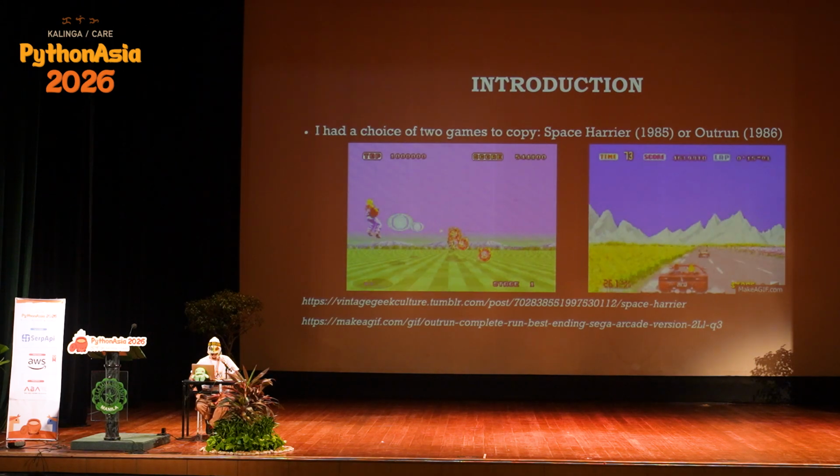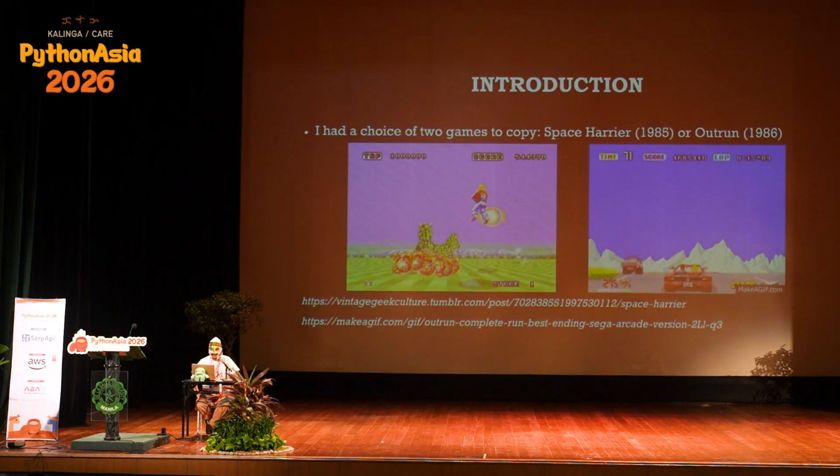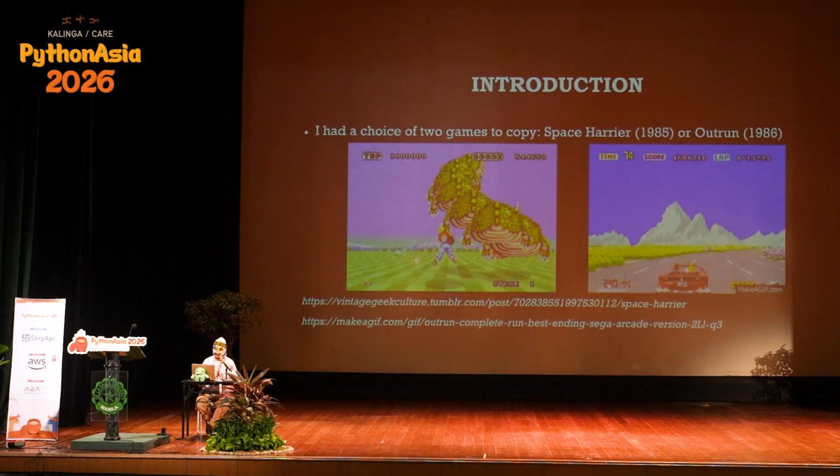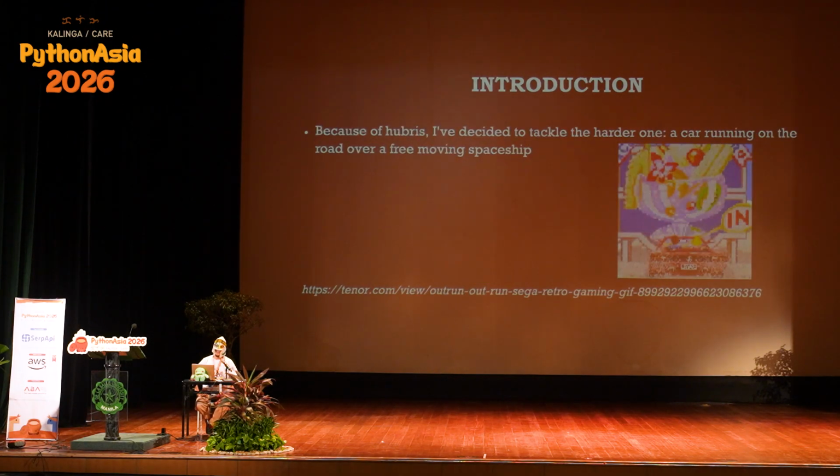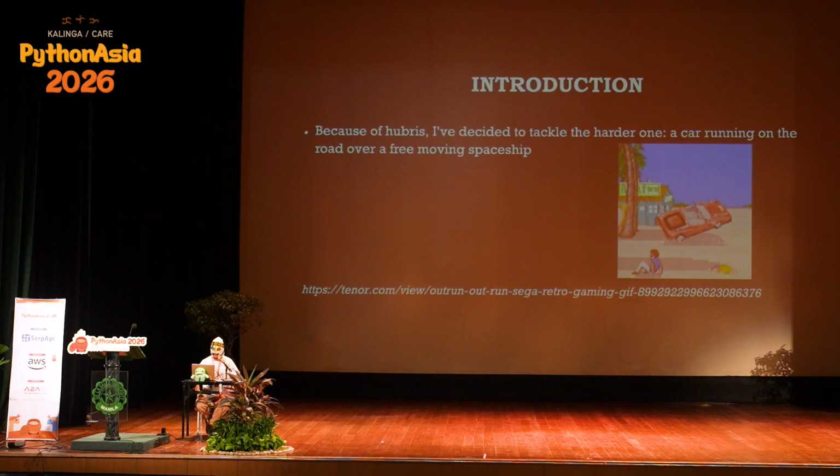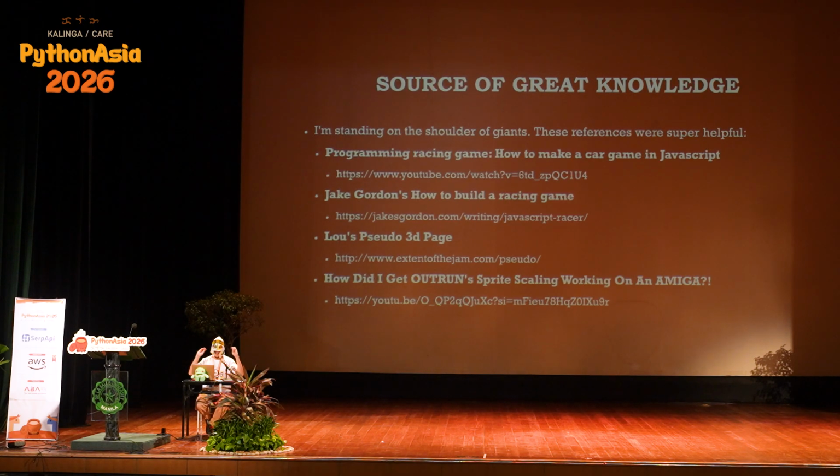For this talk, I had a choice of two games to copy, Space Harrier or Outrun. Because of hubris, I've decided to tackle the harder one, a car running on the road over a free-moving spaceship. I got some knowledge from the internet, so all of this isn't actually new. It's not from me. I got it from somewhere else.